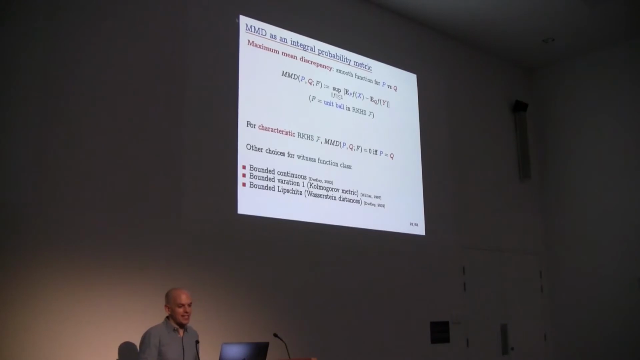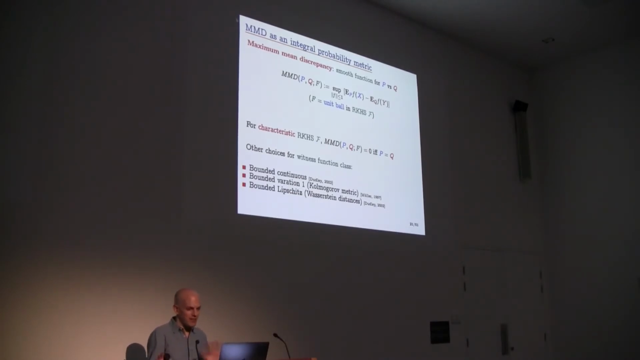Just as a quick aside, I've mentioned that this is an integral probability metric. There are many different classes of functions I could use besides the RKHS. So if you use functions of bounded variation 1, you recover the Kolmogorov metric, which is the largest distance between cumulative distribution functions. If you use bounded Lipschitz functions, you get the Wasserstein distances and so on.